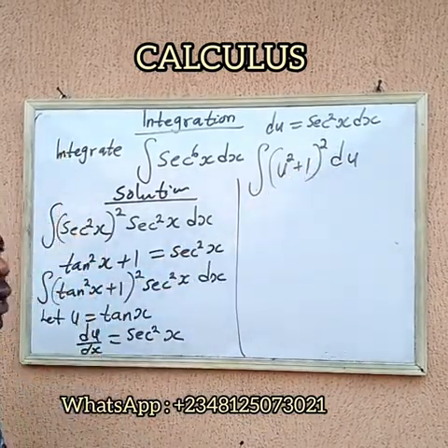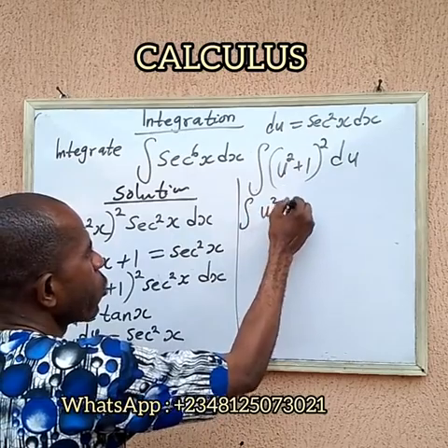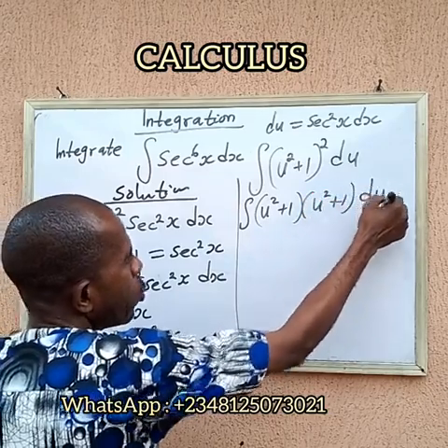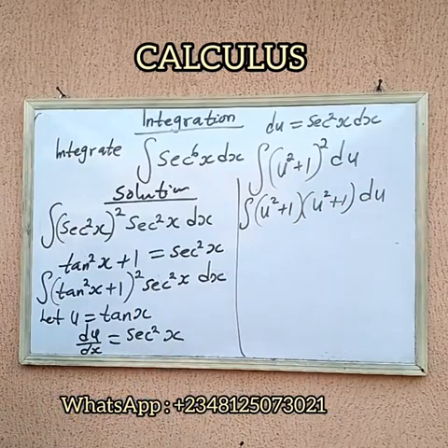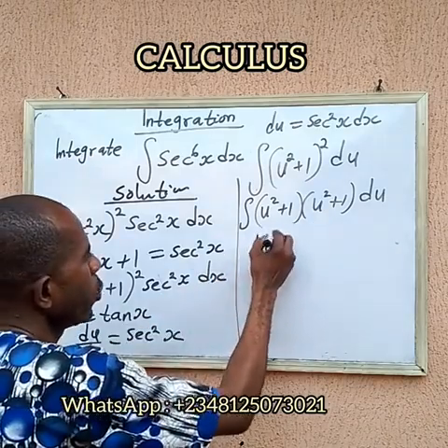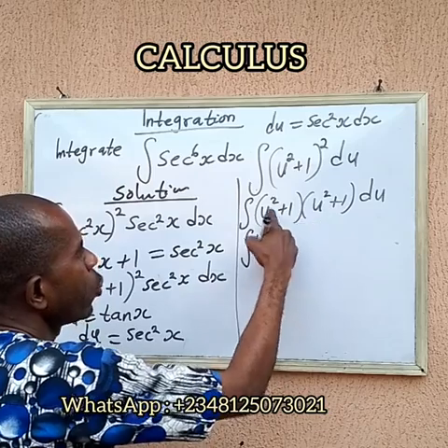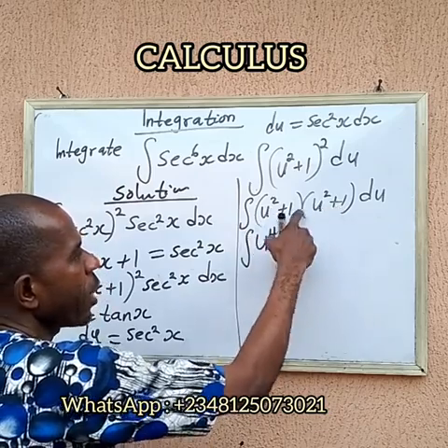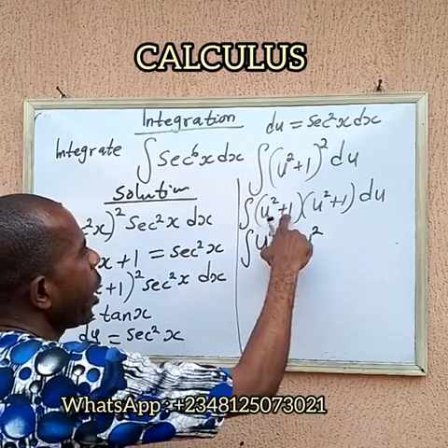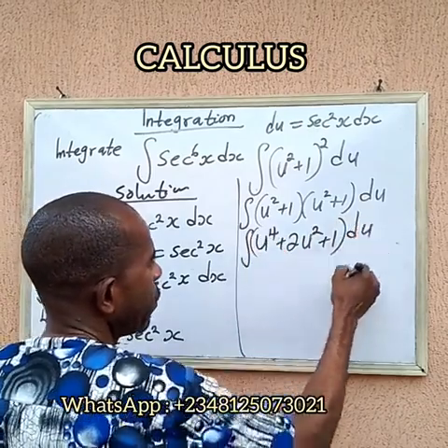Now we have to open the brackets. We have to expand u square plus 1, then u square plus 1, then du. What you need to do now is to open the brackets. This multiplied by this gives us u raised to power 4. Then this one times this one gives us u square. Then this one times another u square gives us u square. That means we have 2u squared. Then 1 times 1 gives us plus 1. So we have du.